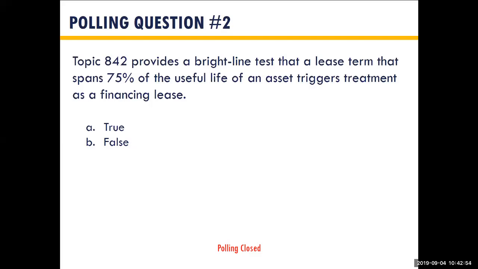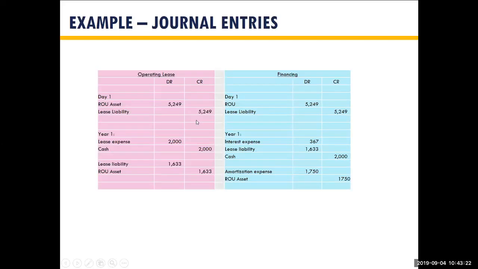So there's more subjectivity, there's more judgment that's involved with 842 when you're defining what that major part of the economic life is. So the right answer there was false. Going back to our example, these would actually be the journal entries. Let everyone look at this.